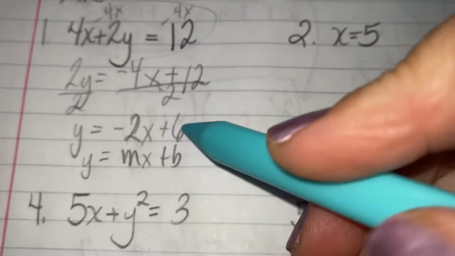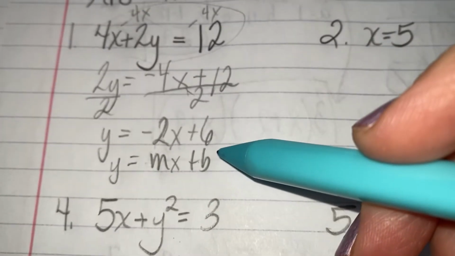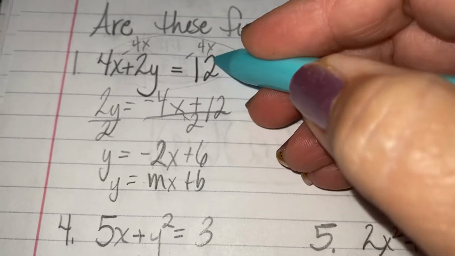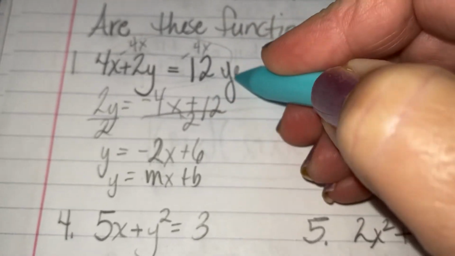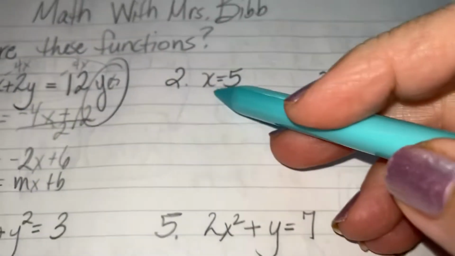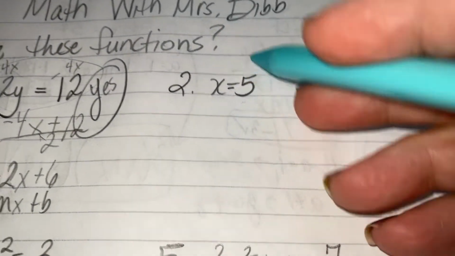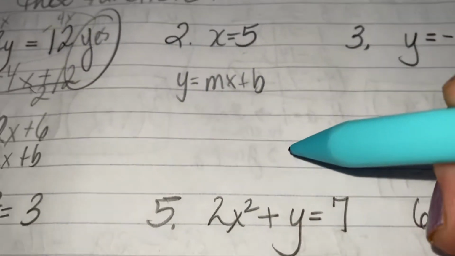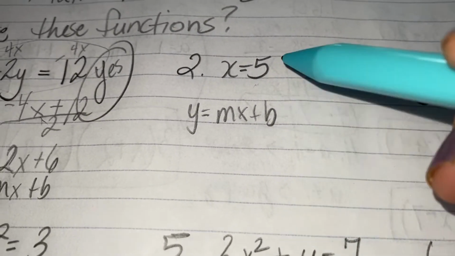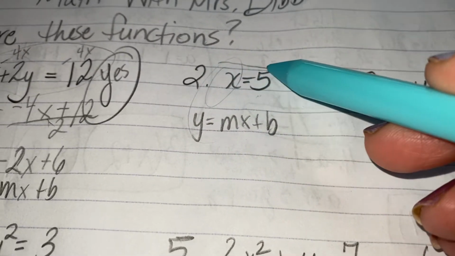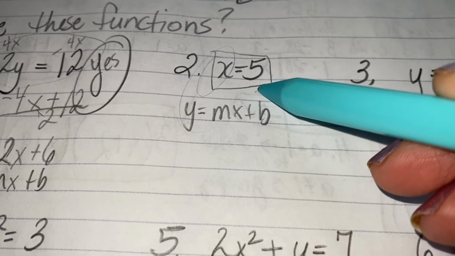Does this equation that I just solved for y fit the form y equals mx plus b? Yes, it does. So this linear equation is a function. How about this one? Can I put this in the form y equals mx plus b? Well, hopefully you're saying no, because there's not a y. That means that this is a vertical line.